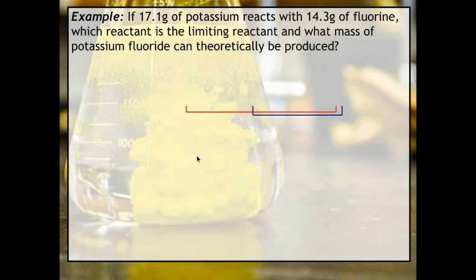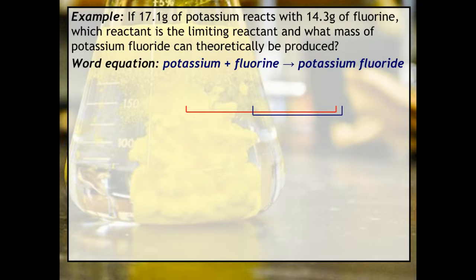If 17.1 grams of potassium reacts with 14.3 grams of fluorine, which reactant is the limiting reactant, and what mass of potassium fluoride can theoretically be produced? So let's first write the chemical equation. Potassium is going to react with fluorine, and using my Unit 9 rules, I know that I'm going to produce potassium fluoride. Let's do a balanced chemical equation.